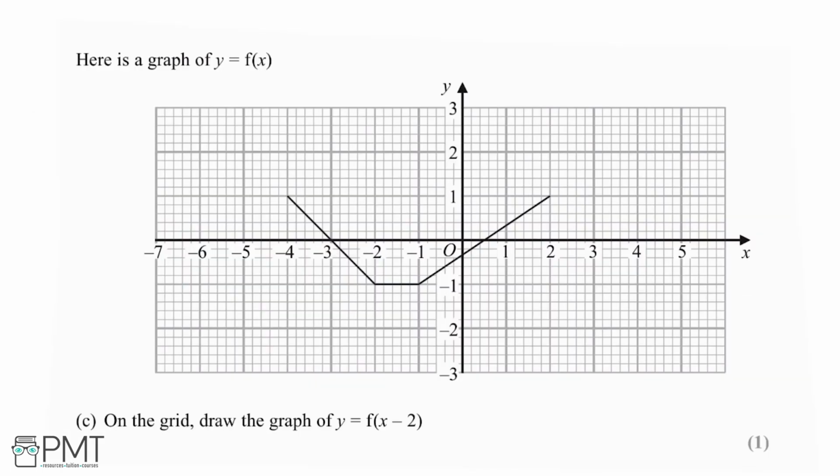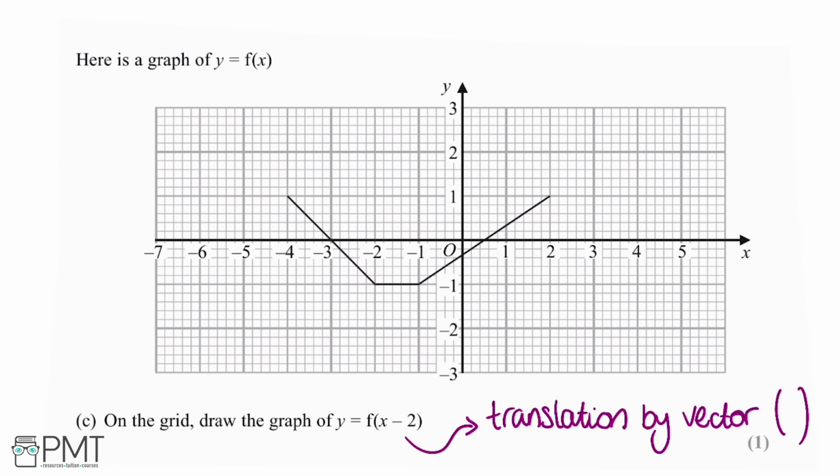Now in part C, we're told that here we've got a graph of y equals f of x. And on the grid, we want to draw the graph of y equals f of x minus 2. So what this is saying is that we want to translate by the vector (2, 0). And this top part of the column vector represents left-right movement, and the bottom part represents up-down. Well, the bottom part is 0, so we're not going to move up and down. And the top part is plus 2, which means we're going to move 2 to the right.